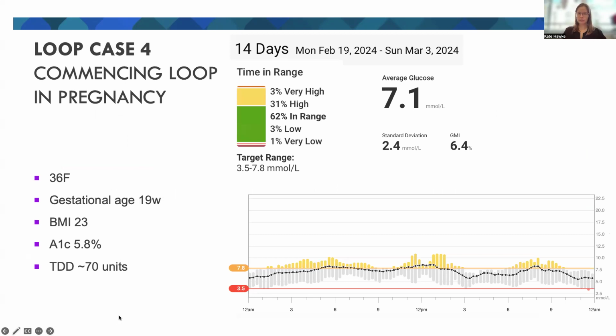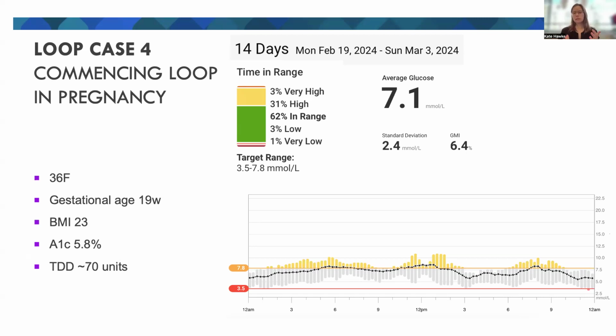All right, case 4, this is our final loop case. This is a patient who commenced loop in pregnancy. It's probably beyond the scope of this presentation to fully lay out the pros and cons of changing insulin delivery modality once already pregnant. But I'm going to use this case more to demonstrate the approach to somebody whose insulin requirements are changing week to week.